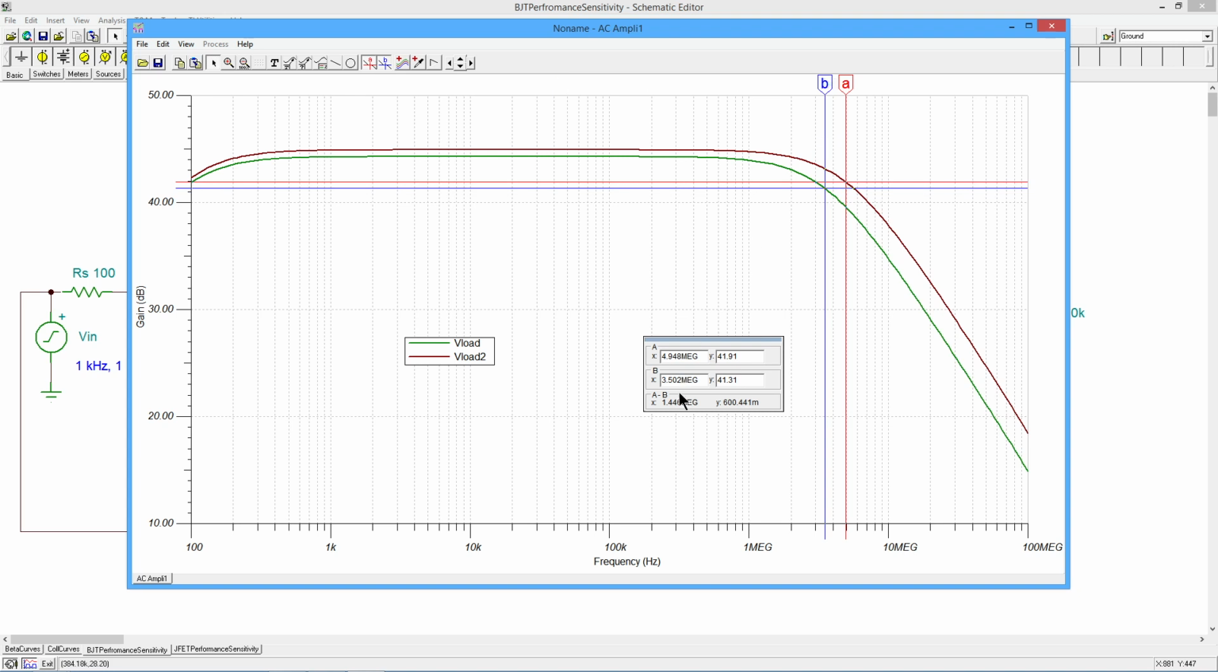41.3. There we go. Okay, 3.5. That looks a little bit better, right? That spacing should be the same as this spacing. So that's even worse, right?